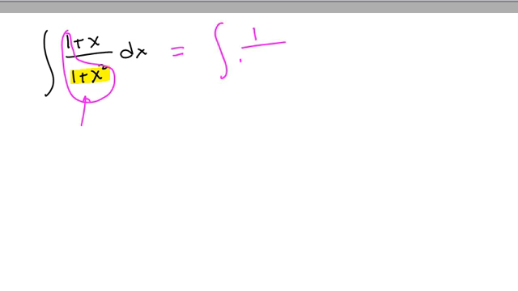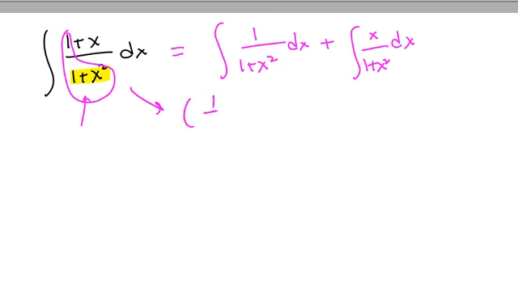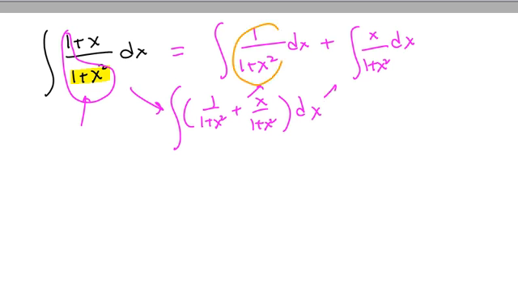So I'm going to write it into two pieces. I'm going to use the integral of 1 over 1 plus x squared first, and then I'm going to do the second integral of x over 1 plus x squared dx. So I'm breaking it into two separate fractions and then taking the integral of them separately. And now separately they're easier to do.